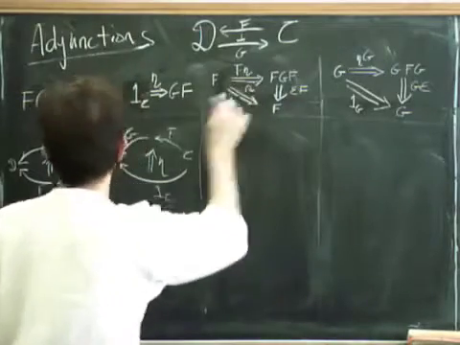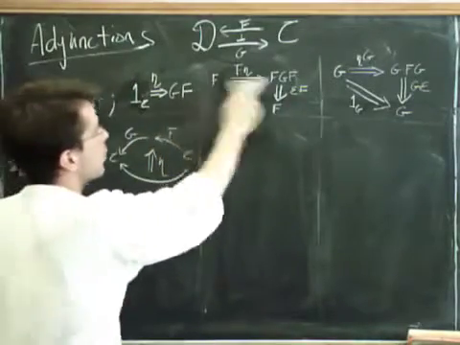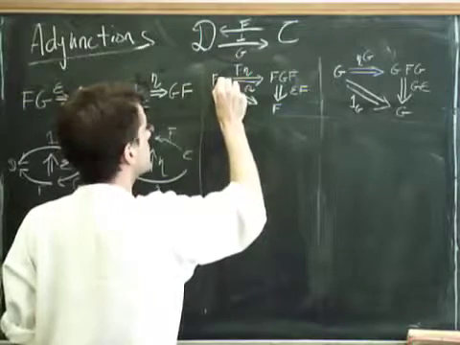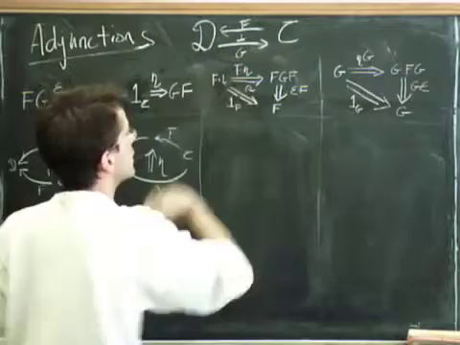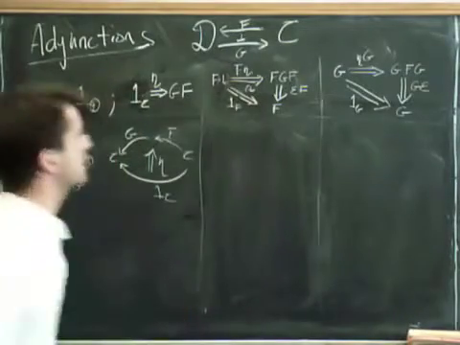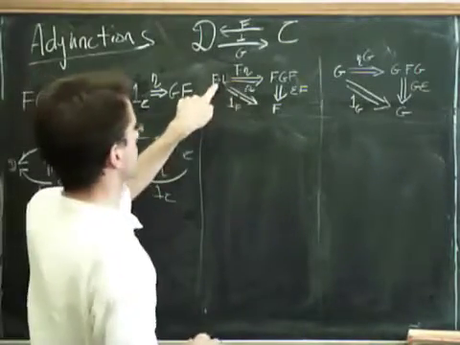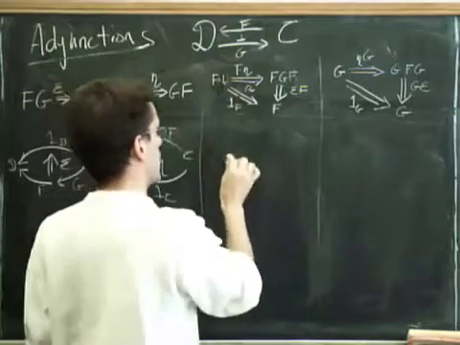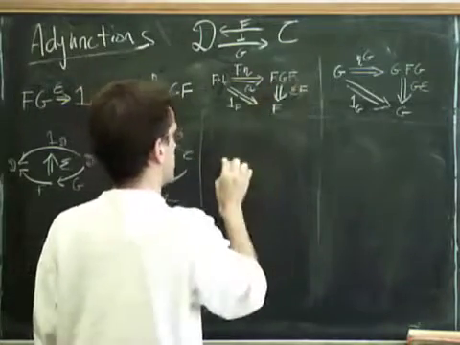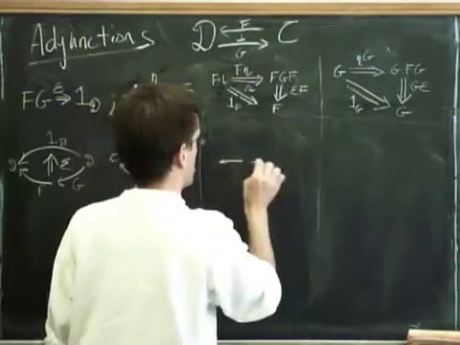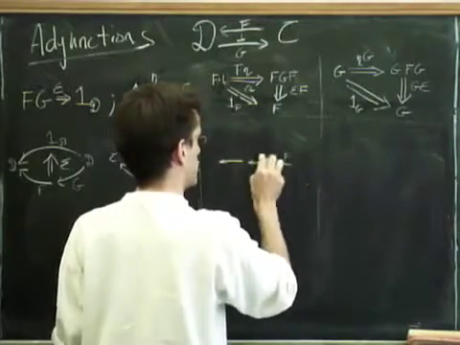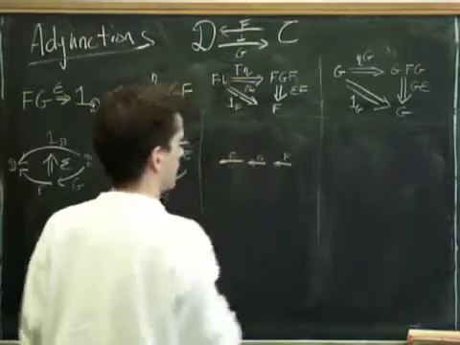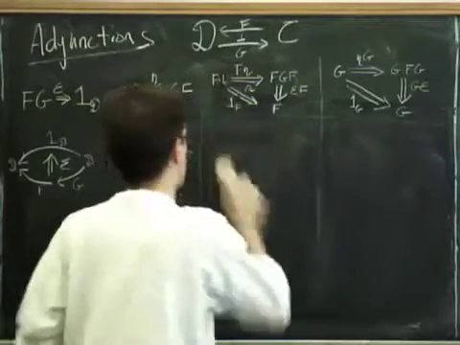Now, eta goes from 1 to GF. So I guess secretly I should be sticking on a little 1C there. It just makes sense if I just put that there for now. So that's going from F1C to FGF. So let's just write FGF. That's going to be the middle bit. So we've got F, G, F, G, F. Oh, I want to draw this much further out here.